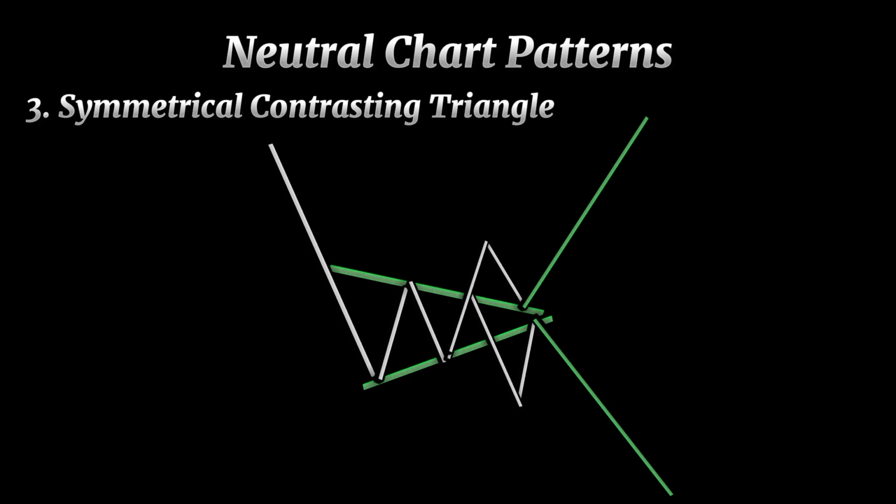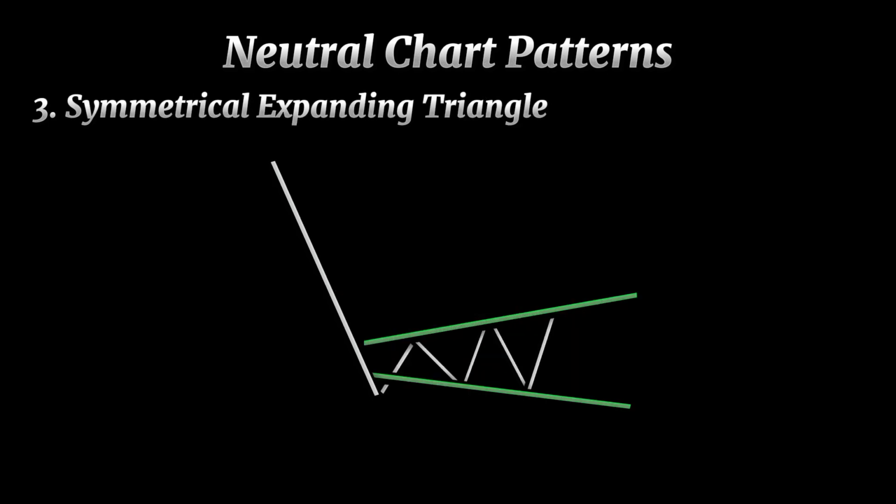The second triangle is called the symmetrical expanding triangle. This one implies an increase in volatility, and they can be quite challenging to trade. If price breaks out of the pattern to the upside, the stop loss should be below the lowest low of the pattern, or below a confirmed demand zone.